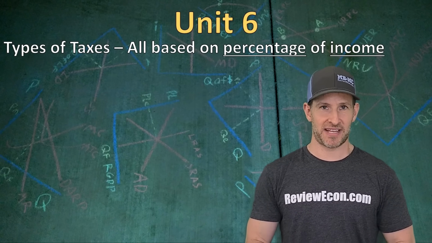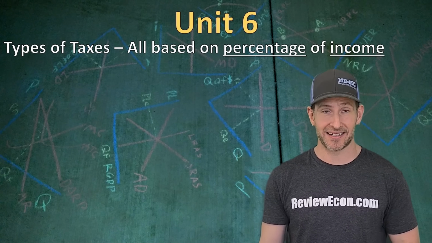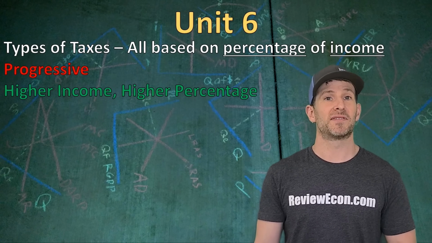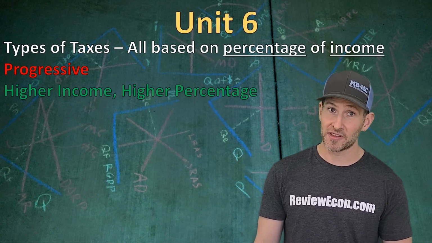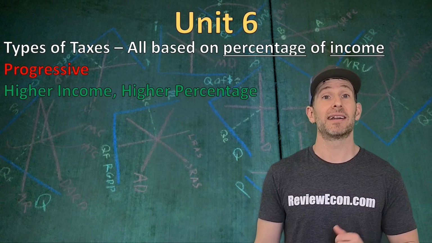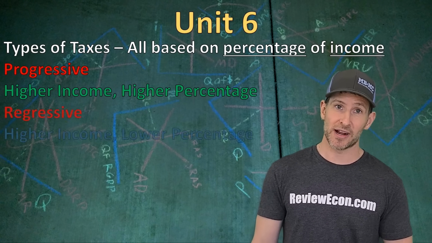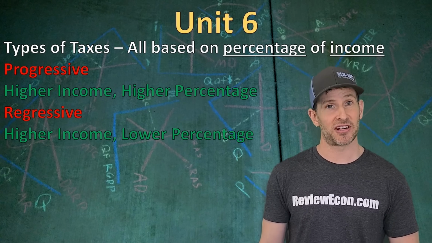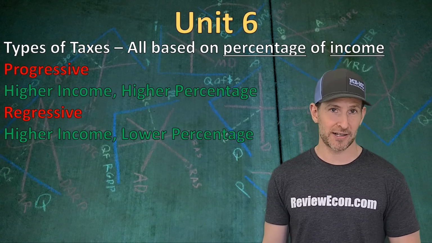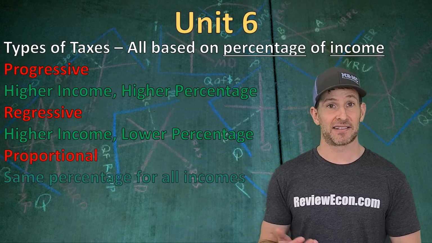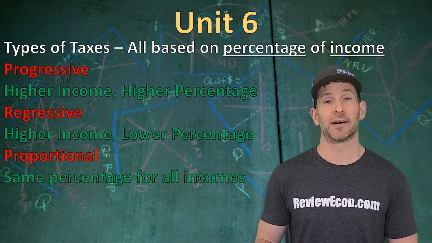Next up, we have types of taxes. Now, taxes are classified based on the percentage of people's income they make up. Progressive taxes take the higher income level people and charge them a higher percentage of their income for that tax. United States income taxes are an example of a progressive tax. Regressive taxes, on the other hand, charge a higher percentage of income for the poor. Sales taxes, for example, are a regressive tax. Proportional taxes, also called flat taxes, take the same percentage of income from all income levels.